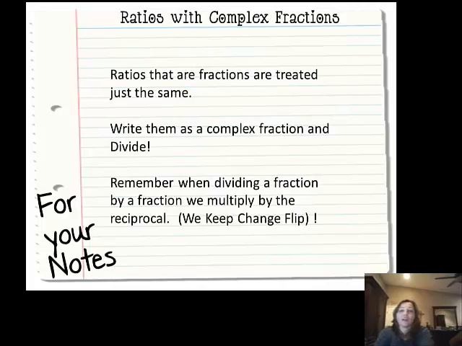Okay, so ratios with complex fractions are really not all that hard. We just need to remember to treat them the same, write them as a complex fraction, and then divide. And remember, when we're dividing a fraction by a fraction, we multiply by the reciprocal. So we do keep, change, flip.